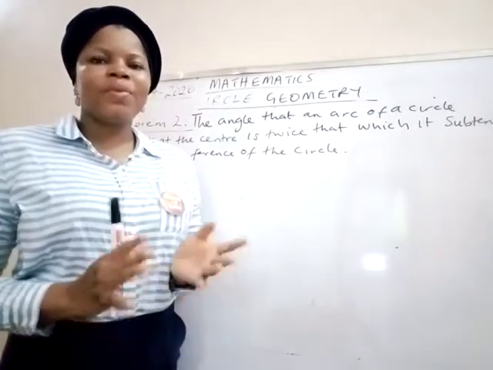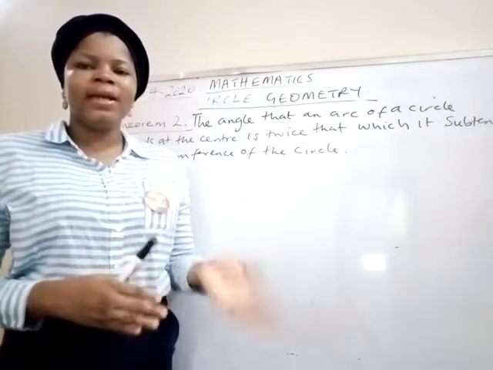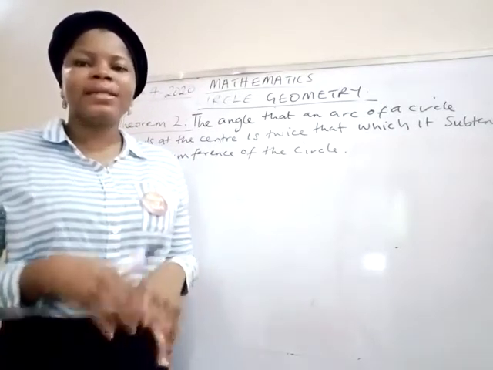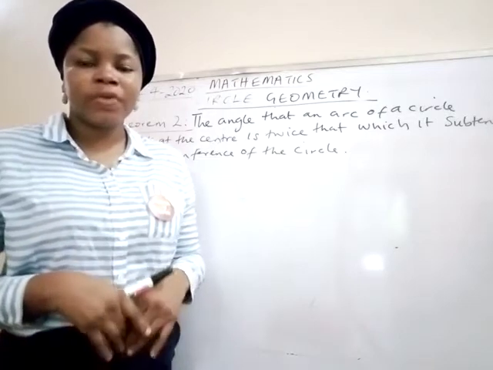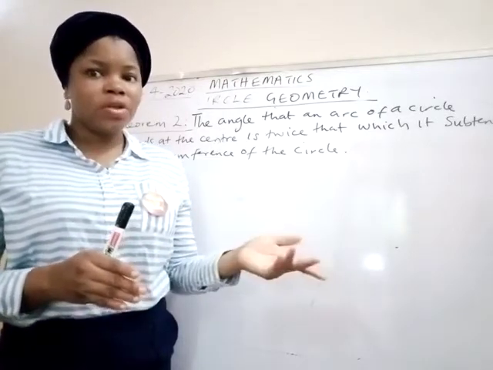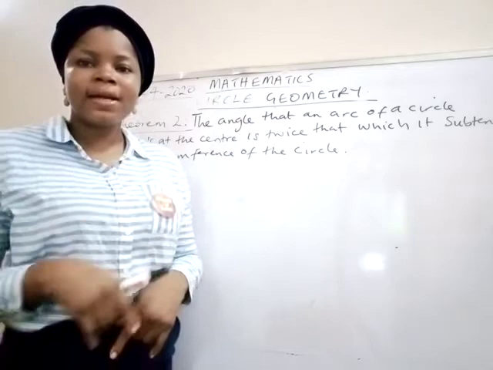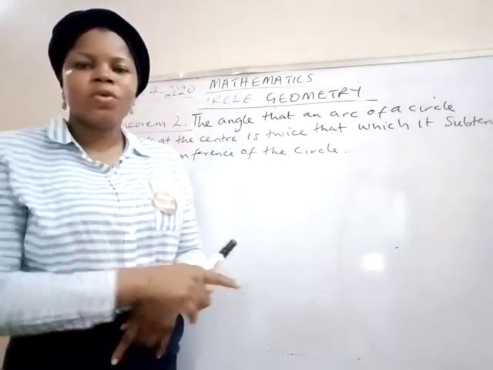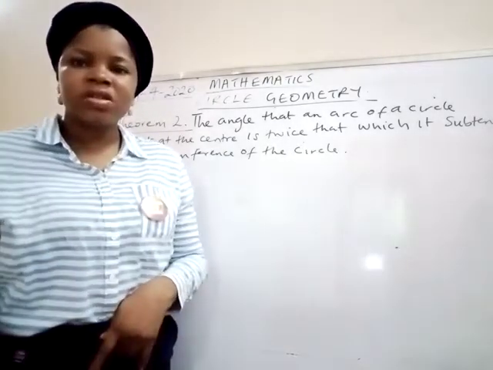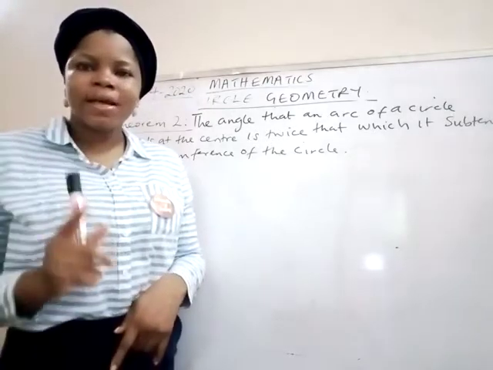Last class, we discussed how to find the length of a chord, the radius, and the distance from the center to the middle point of a chord. Now, stating the first theorem, which states that a straight line drawn from the center of a circle to the middle point of a chord, which is not a diameter, is at right angle to that chord.